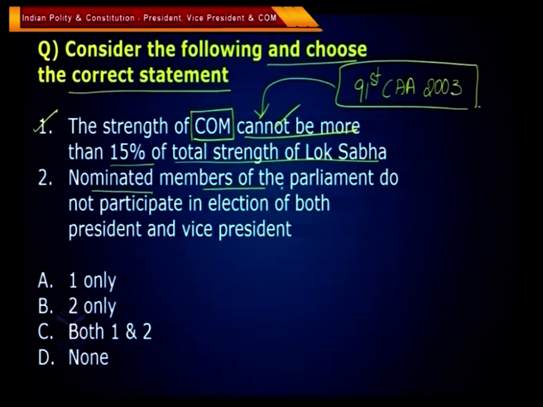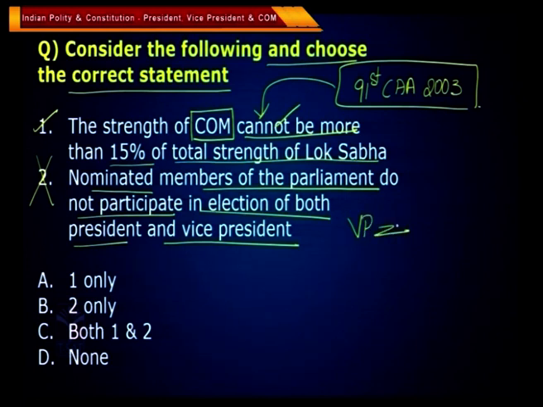The nominated members of the Parliament do not participate in the elections of President and Vice President. This is a wrong statement. Why? If you look at the Vice President elections or Electoral College, the nominated members of Lok Sabha and Rajya Sabha participate in the Vice President elections. Not only nominated members, even the elected members of Lok Sabha and Rajya Sabha participate, meaning all the members of Lok Sabha, Rajya Sabha participate in the Vice President elections.